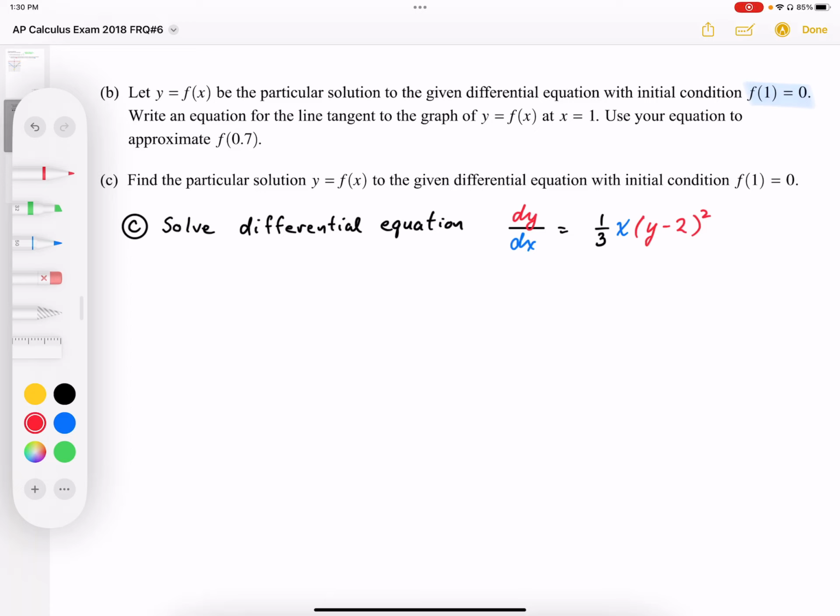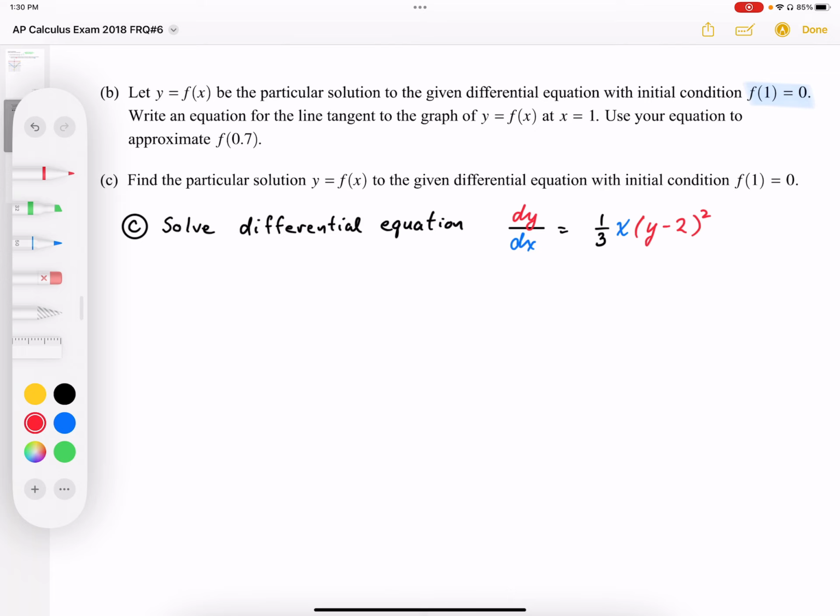Part C asks, find the particular solution y equals f of x to the given differential equation with initial condition x equals 1, y equals 0. So we're going to solve this differential equation. We're going to separate and integrate this, and then we're going to solve for the particular solution by substituting in x is 1, y is 0.